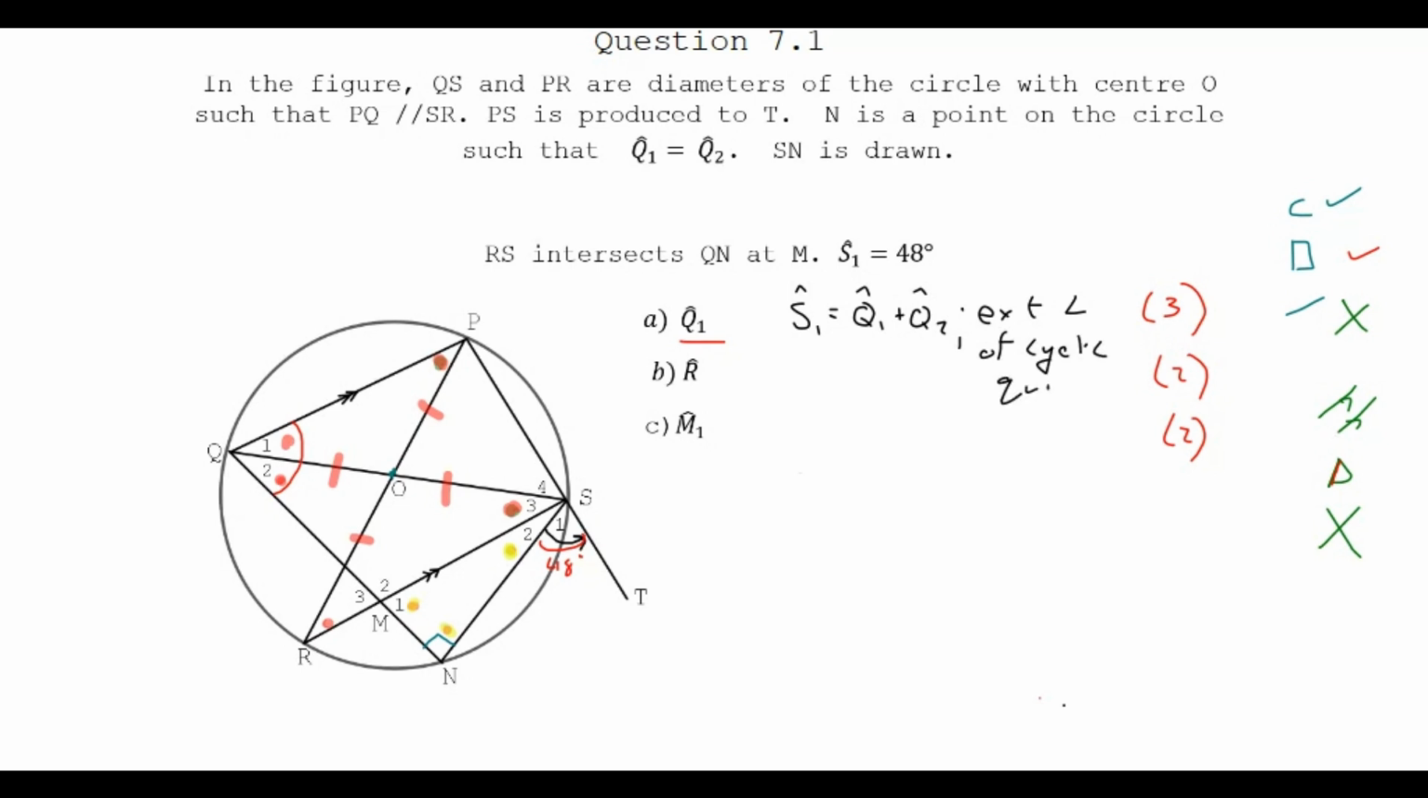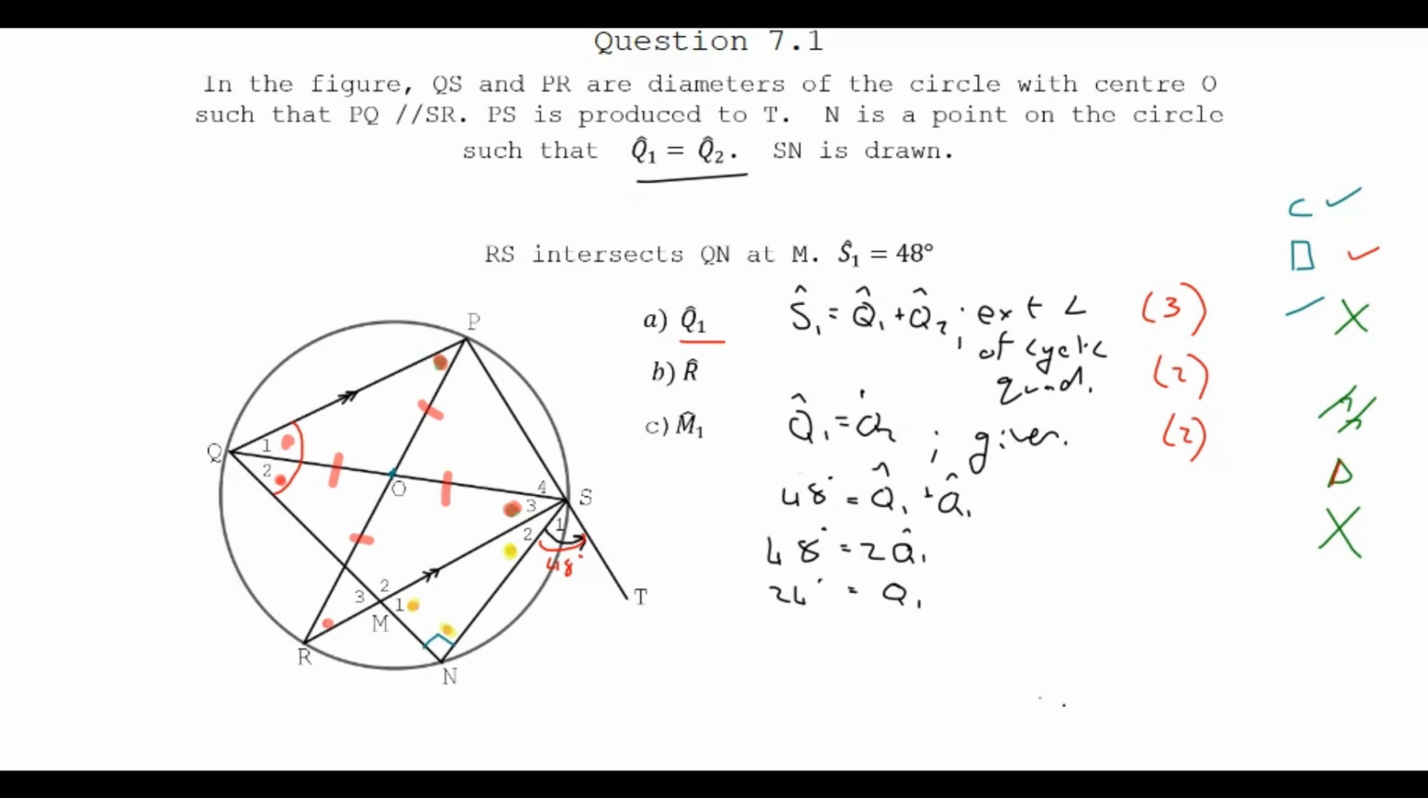Alright, S1 was 48. But now we remember that Q1 is equal to Q2. Why do I say that? It's given to us. So our reason there is given. Therefore, S1 was 48, so 48 degrees is equal to Q1 plus Q1. So 48 degrees is equal to 2Q1. 24 degrees is equal to angle Q1. Okay, does that make sense? What we did was replace the Q2 with Q1 because they are the same thing.